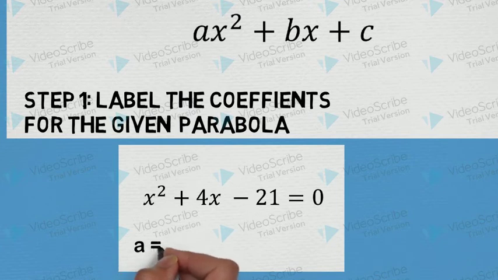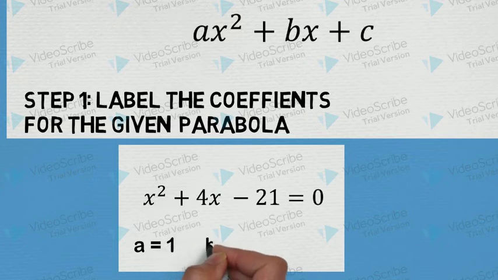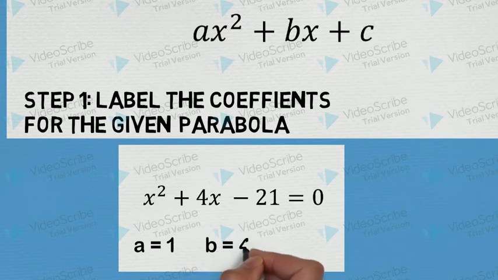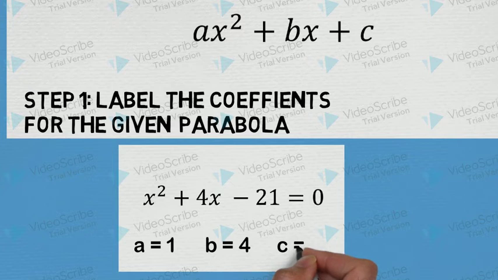A is the coefficient in front of x squared, so a equals 1. Remember, when we don't see a number in front of a variable, it is understood to be 1. B is the coefficient in front of x, so b equals 4. And c is the constant, or term without x, next to it, so c equals -21. Leave some space. We'll come back to complete this function problem.